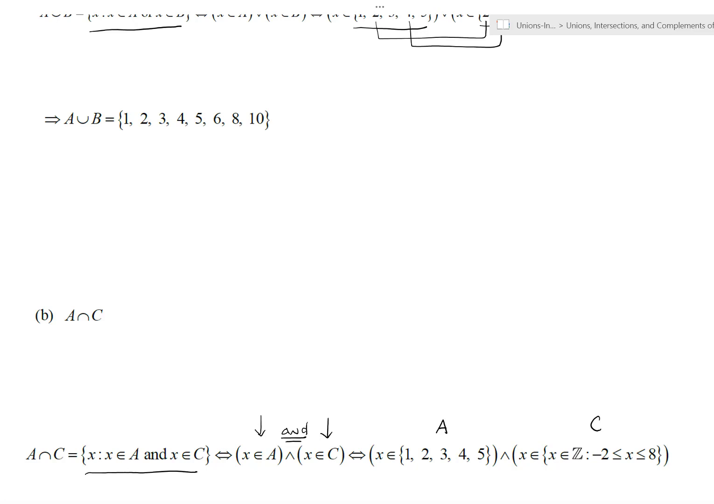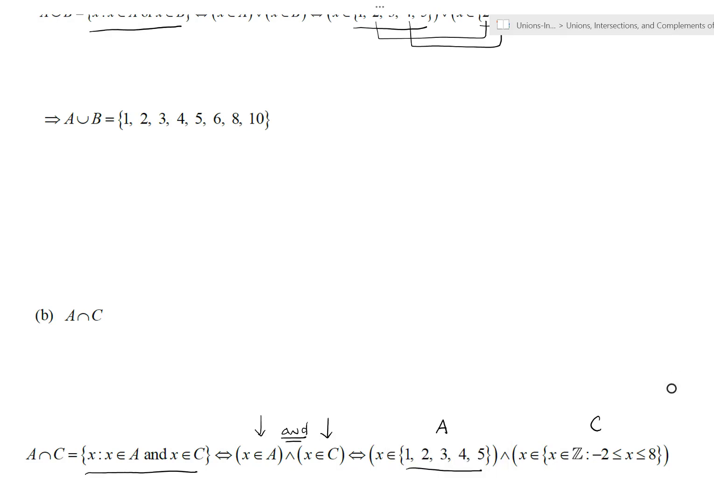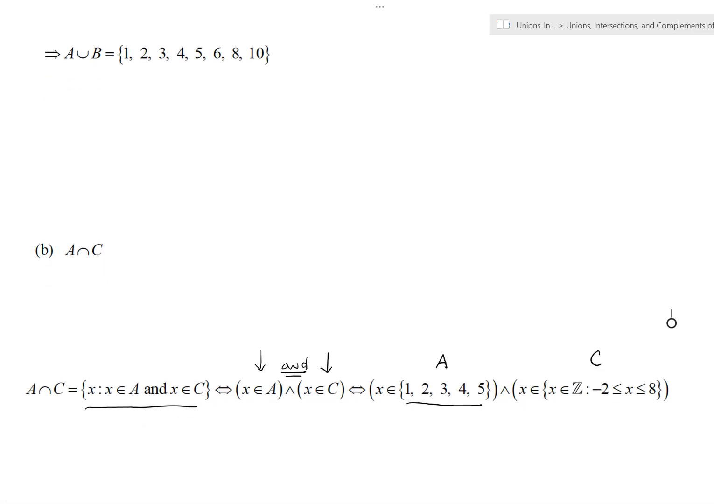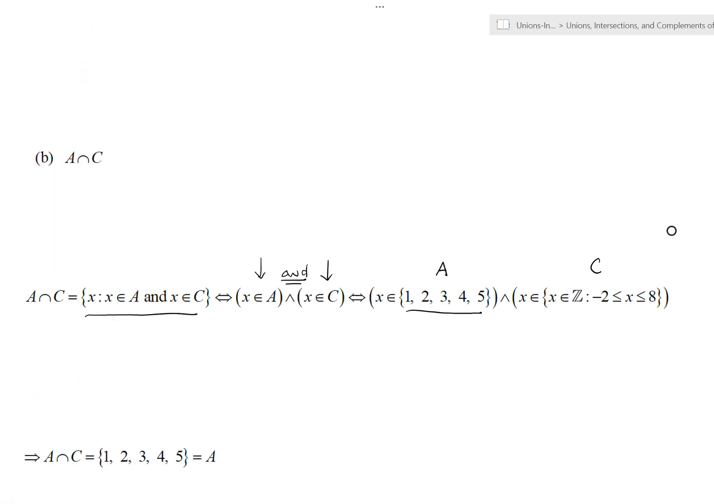So it can't be a negative number because there's no negative numbers in A. It can't be 0. 0 is not in A. So it's got to be coming from these values right here, 1, 2, 3, 4, 5. And in fact, 1, 2, 3, 4, and 5 are all in the set C. So hence the intersection here, what's common to both of those sets, is actually the set A. A is really just a subset of C here, a proper subset. And so the intersection of A and C is just the set A because that's the elements that are common to both.